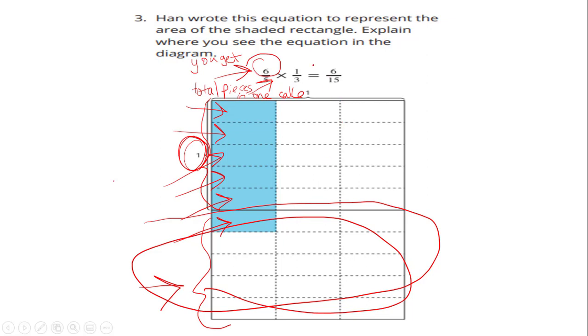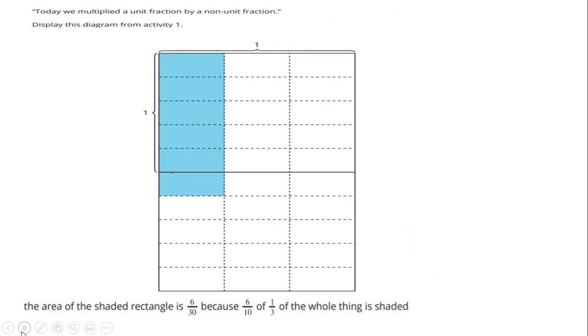Okay, so we've got 6 pieces out of 5 in one cake shaded, and there are 3 sections, and we're talking about one of the sections. So one section out of 3 sections. That's where your 1/3 comes from. So 6 times 1 is 6, 5 times 3 is your 15. Okay, so today we multiplied a unit fraction by a non-unit fraction.